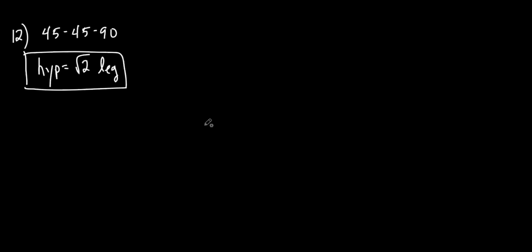Say that again. Both the legs are the same. Yeah, 45, 45, it's an isosceles triangle, right? Because if the two angles are the same, the sides opposite are going to be equal to each other. So both of the legs are the same, but the hypotenuse is square root of 2 times one of the legs. What does that mean? It means the hypotenuse is about 1.4 times as big as the leg every time. Doesn't matter how big or how small your right triangle is. If it's 45, 45, 90, the hypotenuse is always the square root of 2 times one of the legs.